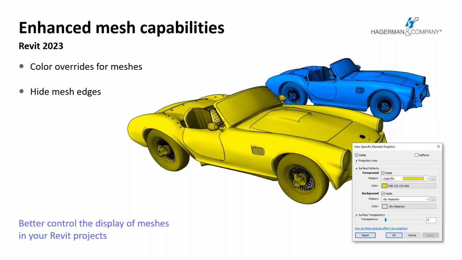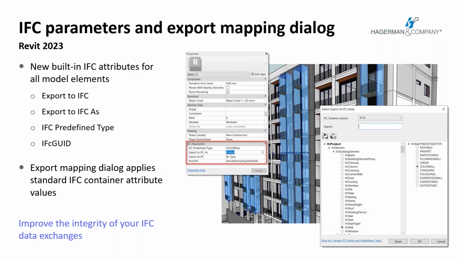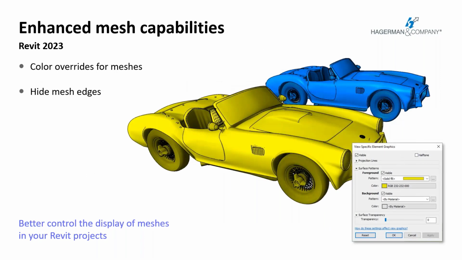Revit 23 provides new capabilities for managing the display of meshes. So instead of seeing a bunch of triangles, you can now have something that looks a little more smooth. You have the ability to change the color, which is pretty nice.